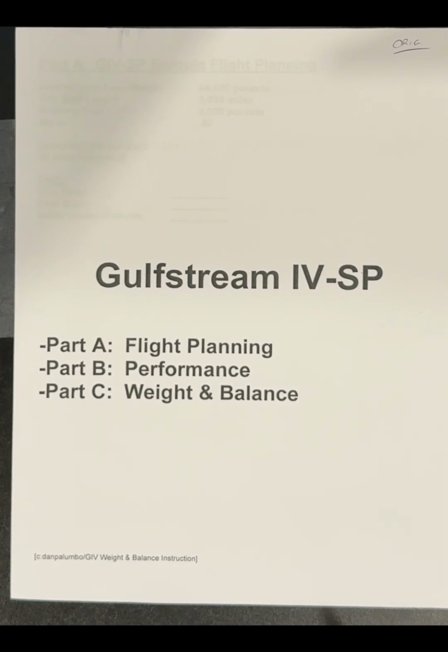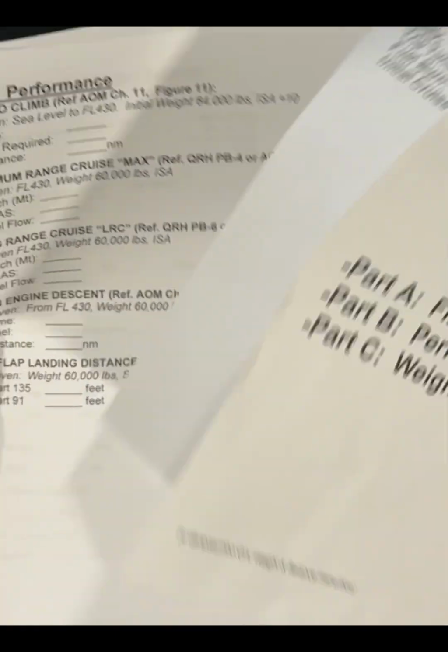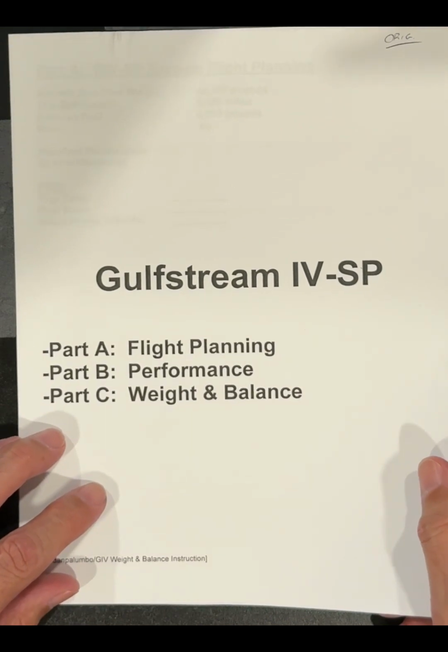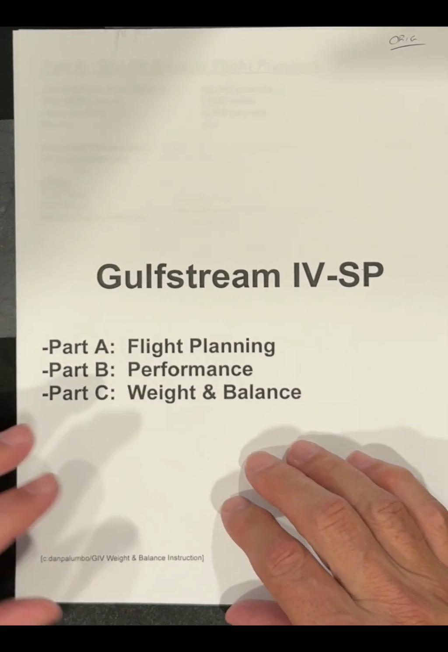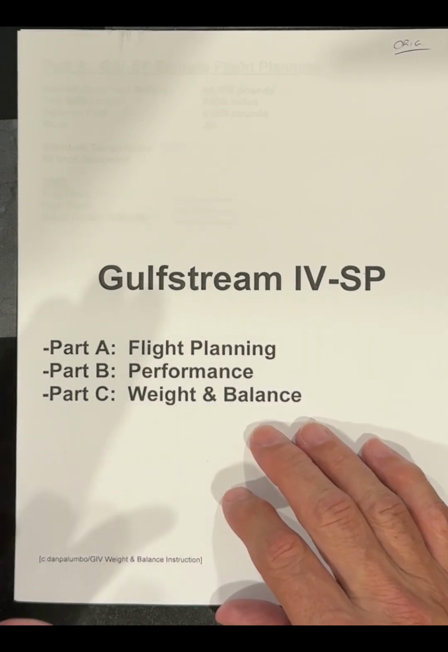So you're in class and your instructor hands you a packet of information and says, go figure all of this out. Come back with the answers. Well, how do you do that? That's a lot. You've got flight planning involved, you've got performance numbers you have to get, weight and balance. I'm going to show you how to do this quick and easy and in order.